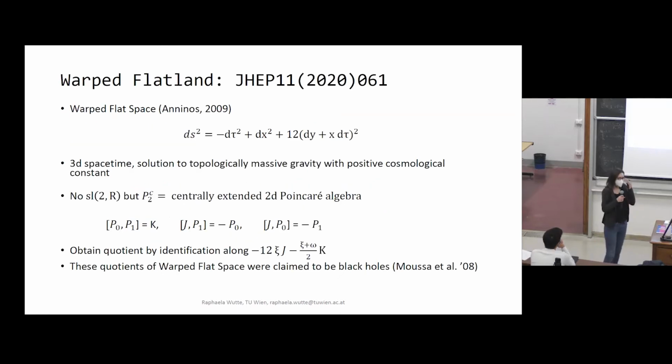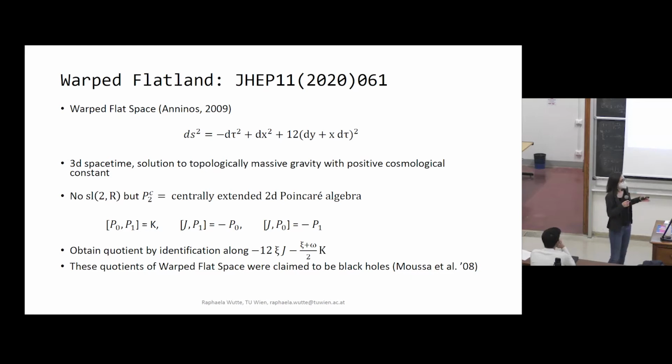Now in the work that I did with my collaborators that I specified before, we considered particular spacetimes. This here is a warped flat space. The reason why it's called like this is because it's a fibration of a 2-dimensional flat space. This is a 3-dimensional spacetime. It's not a solution of Einstein gravity, but a solution to TMG, topologically massive gravity with a positive cosmological constant.